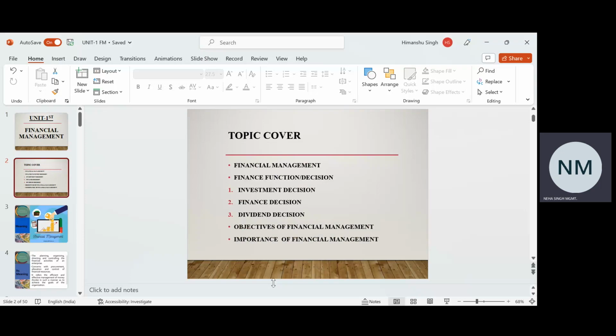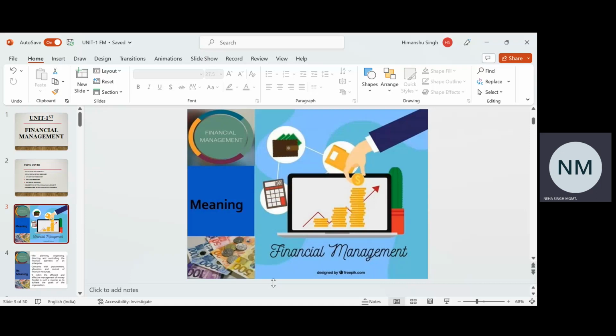So let's get started. To start the topic in financial management, I would like to first introduce the meaning of financial management. As you can see, financial management is all about managing all the financial affairs, aspects, and activities of a firm, which means that to manage all the financial activities of an organization is known as financial management.